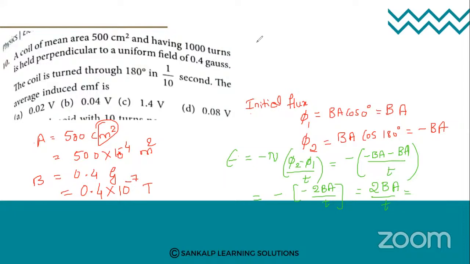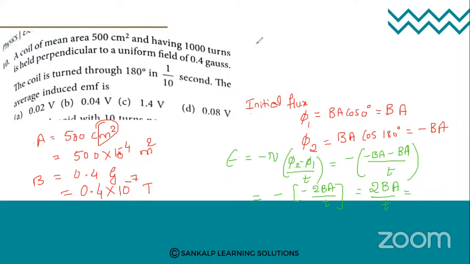So only understanding is very, very important in physics. Do you get it? More than the theory, what is given in the statement, that should be clearly understood by you. So here it is specified: first, it is held perpendicular to the uniform field of 0.4 Gauss, and then the coil is turned through 180 degrees. So we are calculating phi1 and phi2 separately.